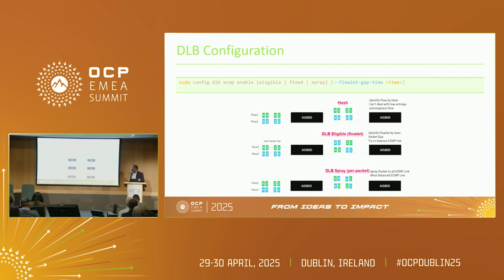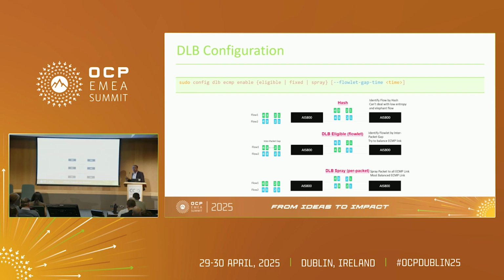Next is the DLB configuration. There are 3 modes. The most relevant modes, actually, I should say, are the hash mode and the DLB eligible or the flowlet mode. And the spray mode is something that is available in SONiC, but the test equipment does not have the ability to reorder packets. So even though we have it in the test, some of the results are not relevant.